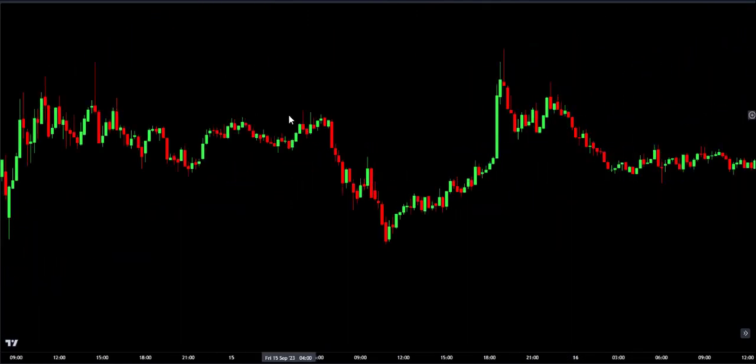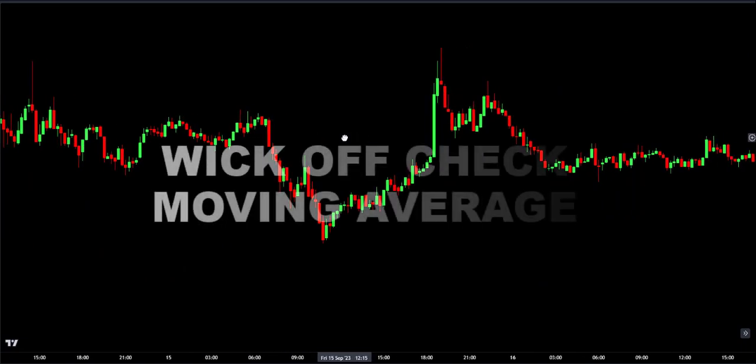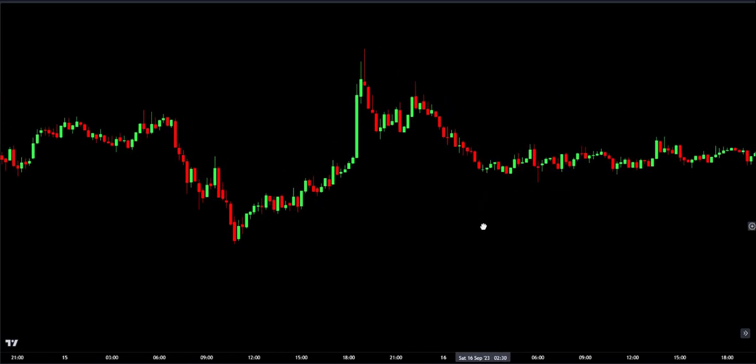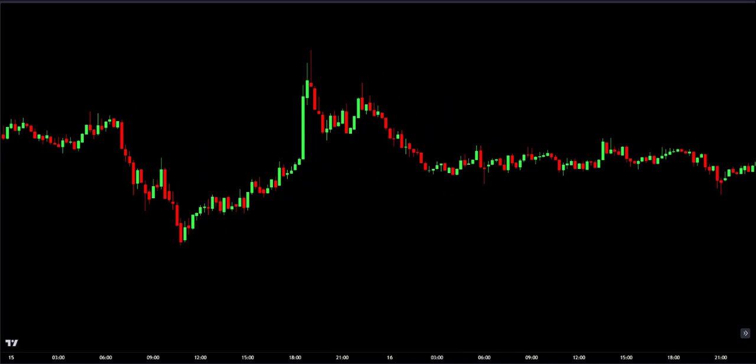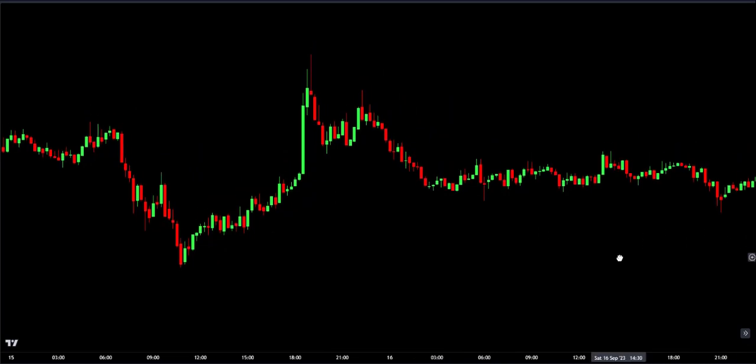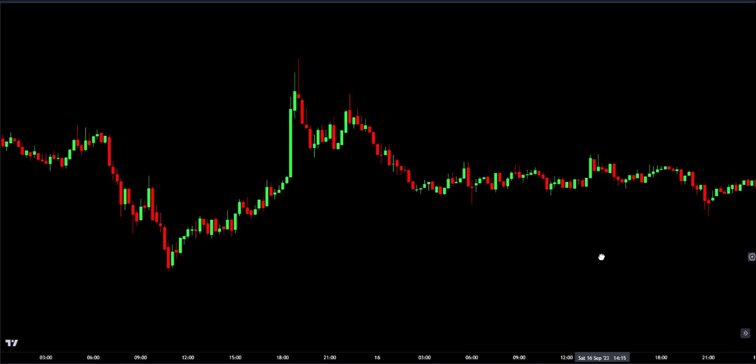The indicator we will be discussing is called the Wyckoff Check Moving Average. This indicator is used to measure the Wyckoff of the price. But before we talk more about this indicator, let's add it to the chart for more understanding of it.